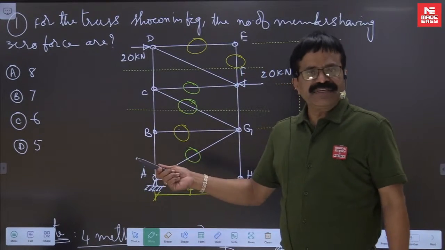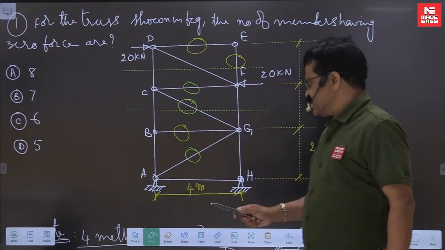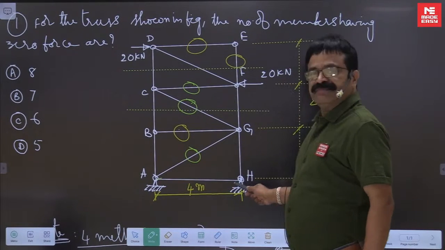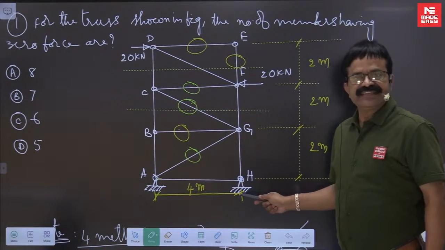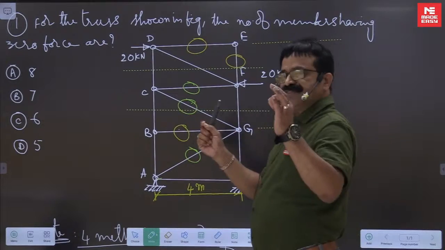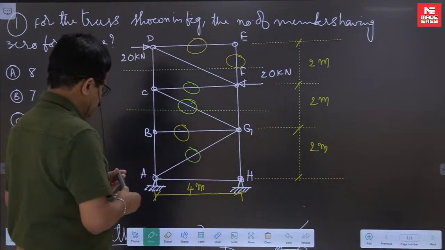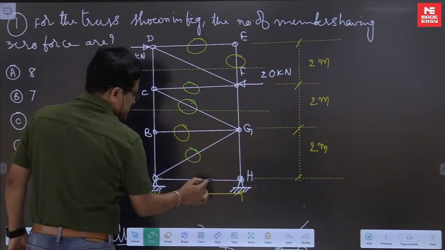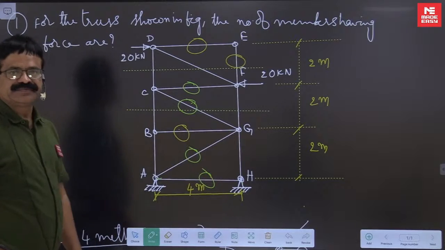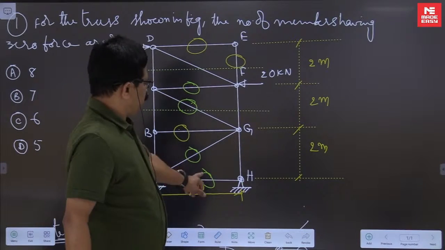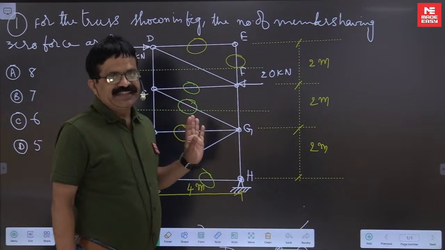Next, in any member, if deformation is impossible, we have to see. Take force in the member AH. Both supports are hinge supports. So AH member cannot elongate or contract. Which means that force in the member AH is also zero. Deformation is zero, so force in the member AH is zero.